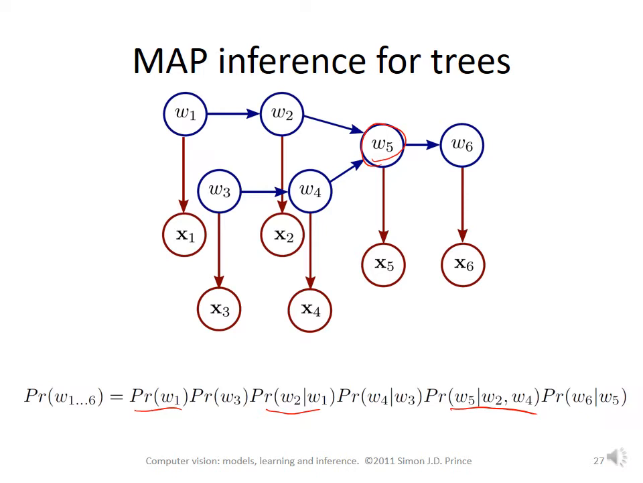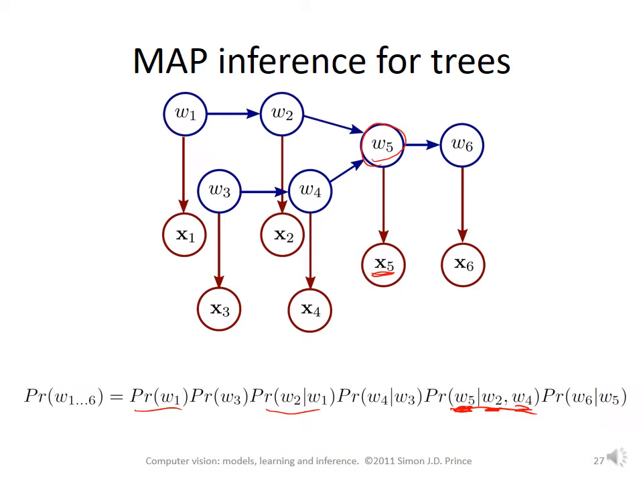So in this case, we're going to be looking at the probability of W5 given W2 and W4, which means we're going to have to look at essentially a ternary or three-way connection, figuring out, well, W5 might have some affinity to try to explain the observed X5, but it's going to have to weigh itself and maybe make a compromise between its compatibility with different states of W2 and different states of W4.